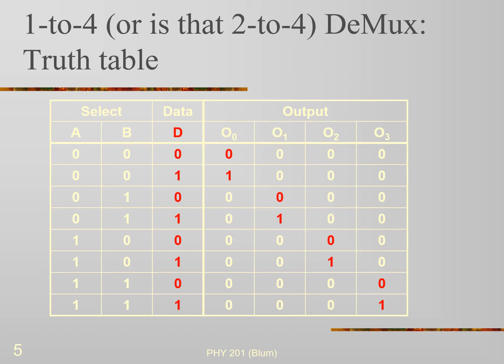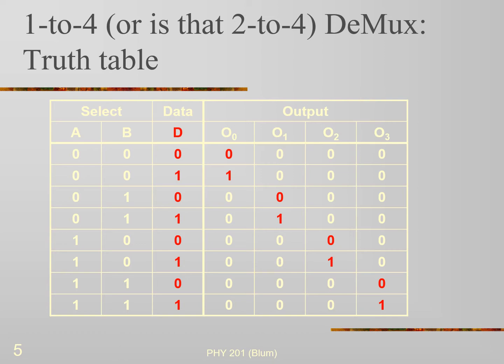Okay, so here's the truth table. There are 2 selects, A and B, and 1 data input, D. And so there are 3 inputs, so there are 2 to the 3 lines in the truth table, 8 rows, and they're all shown here. And there are 4 outputs labeled 0, 1, 2, and 3. A and B are used to pick one of the outputs as the chosen output, and it gets the data, and otherwise it gets a 0.